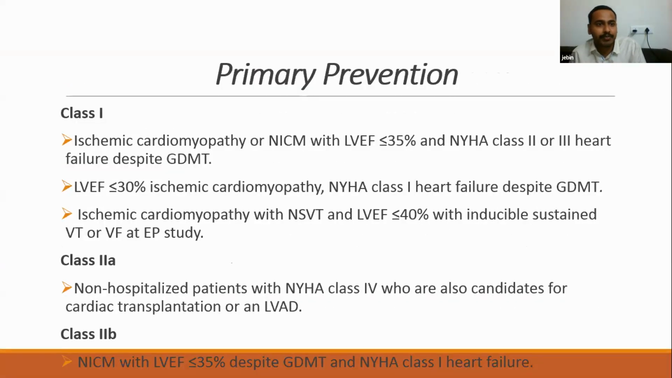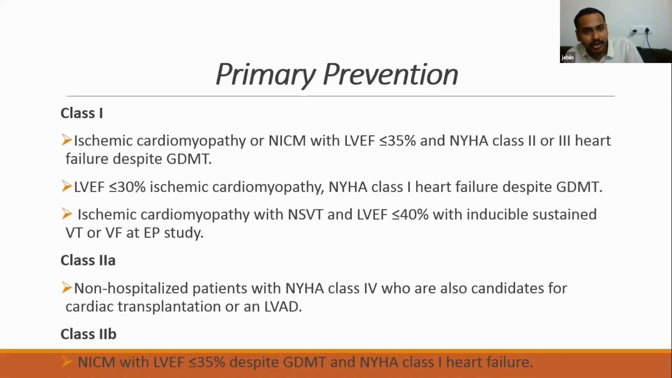Primary prevention is categorized as class 1, class 2A, and class 2B. The class 1 indication is ischemic cardiomyopathy or non-ischemic cardiomyopathy with EF less than 35% and NYHA class 2 or 3 heart failure despite goal-directed medical therapy, and people with EF less than 30% in ischemic cardiomyopathy with NYHA class 1 heart failure despite GDMT.